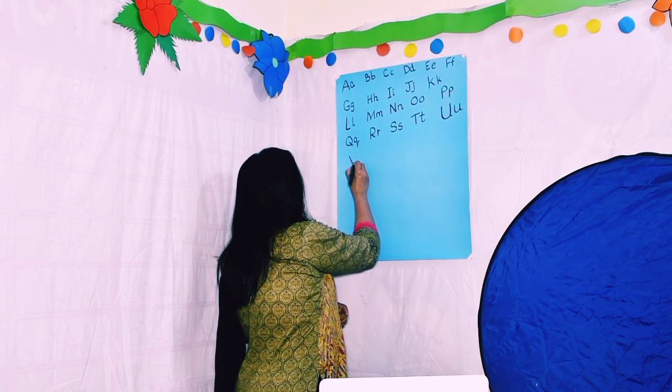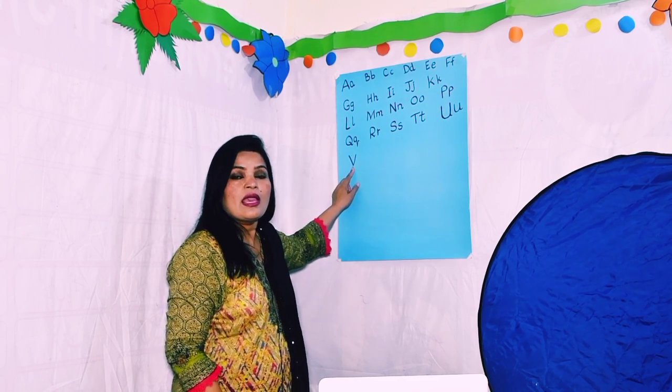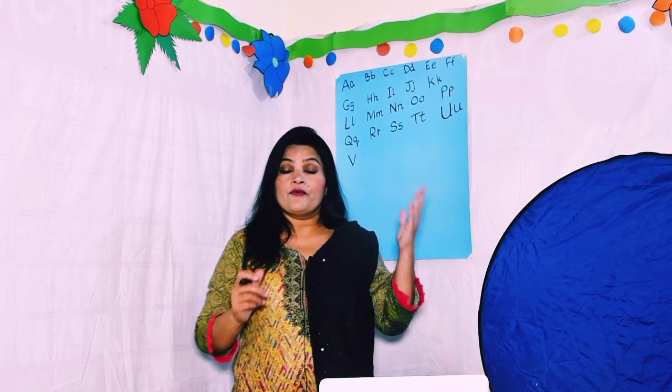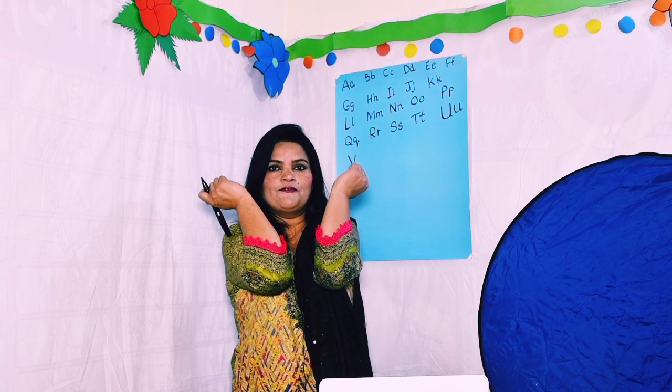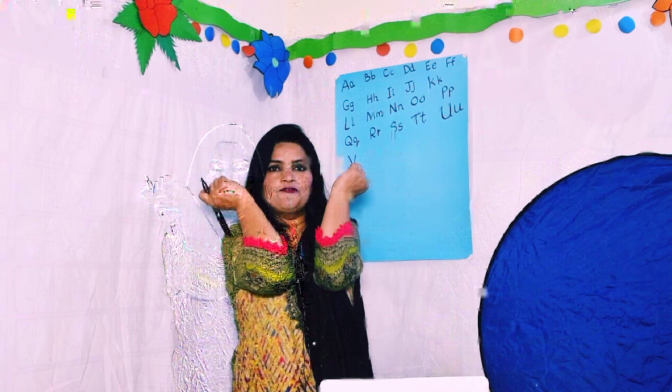And after U, which letter will come? V. Which letter will come? V. And what is the sound of V? What is the sound of V? V sound is V for vase of violet. Right? And after V, which letter will come?